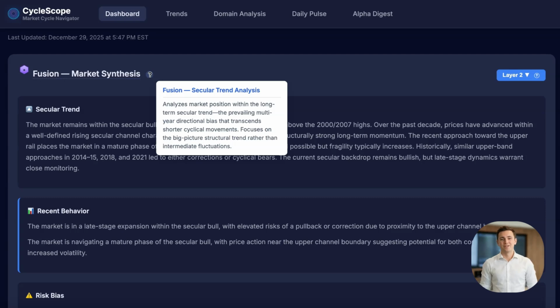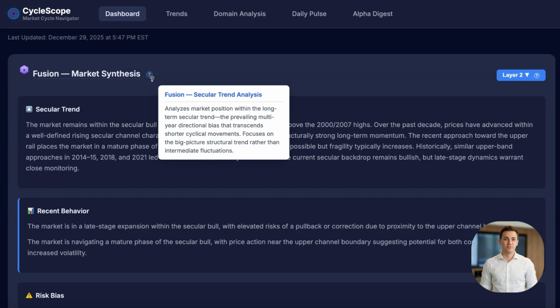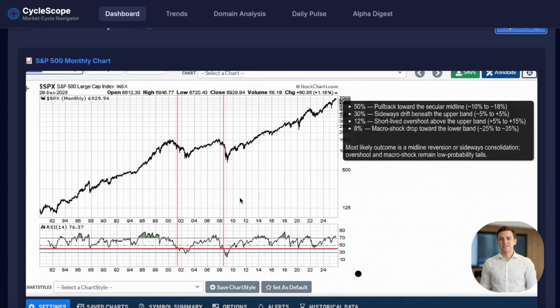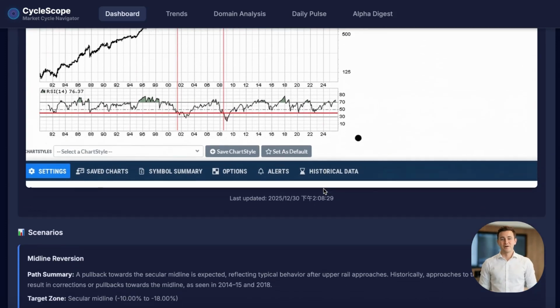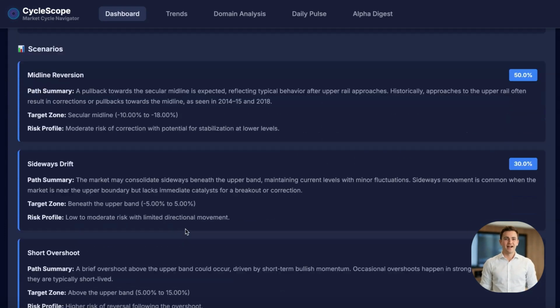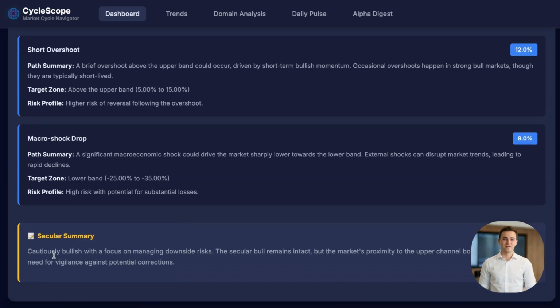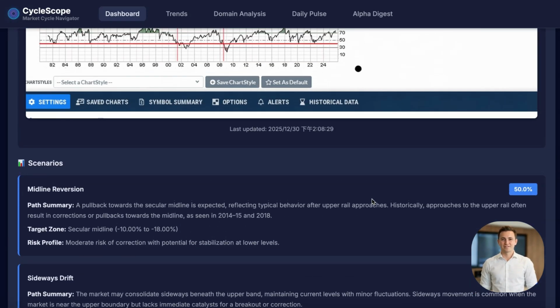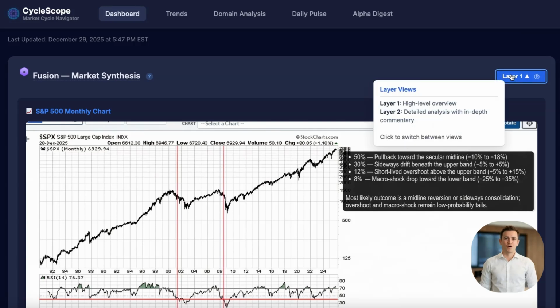Section 1. Fusion. This is your long-term compass. It analyzes the secular trend. Secular trends are multi-year trends that last 5, 10, even 20 years. The current secular bull market started in 2013. Fusion doesn't just identify the trend, it maps potential scenarios. Where could the market go next? What are the target zones? What's the probability? Then it gives you a risk bias. Right now, it might say cautiously bullish with pullback risk. That means stay invested but don't chase. Don't add leverage. Be ready. This is your foundation. If the secular trend is up, you want to be long biased. Don't fight the long-term trend.